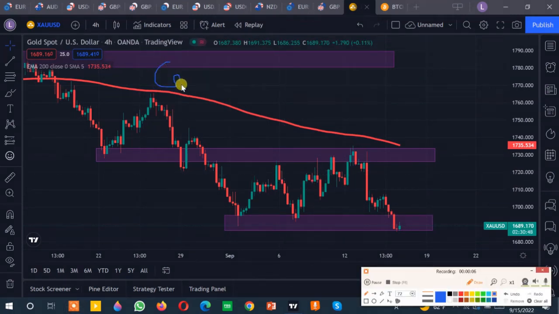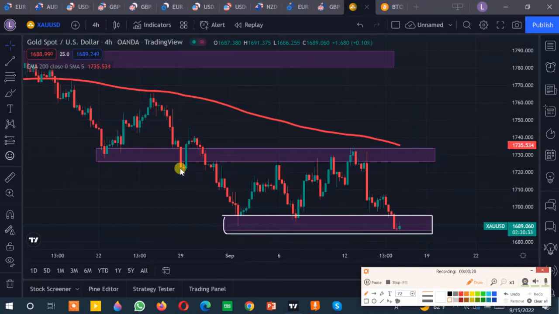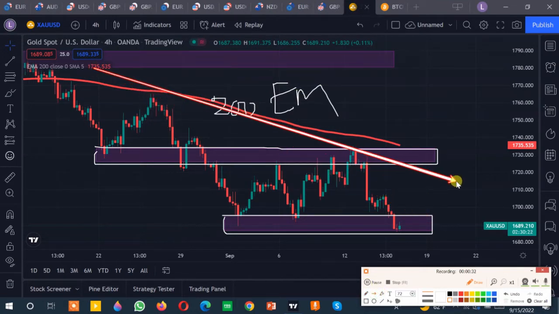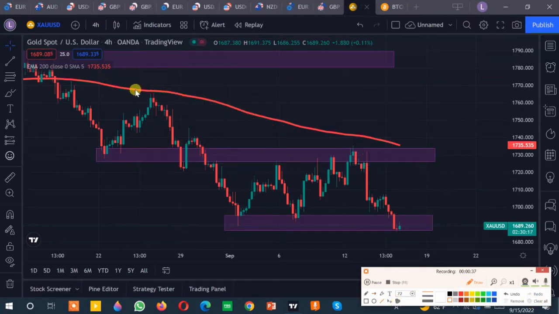It's the gold chart for H4, the 4-hour time frame. In this time frame we can find a valid support area and another valid resistance area. The 200 EMA indicates the market is totally in a downtrend. From this downtrend market we can make a trend line here.